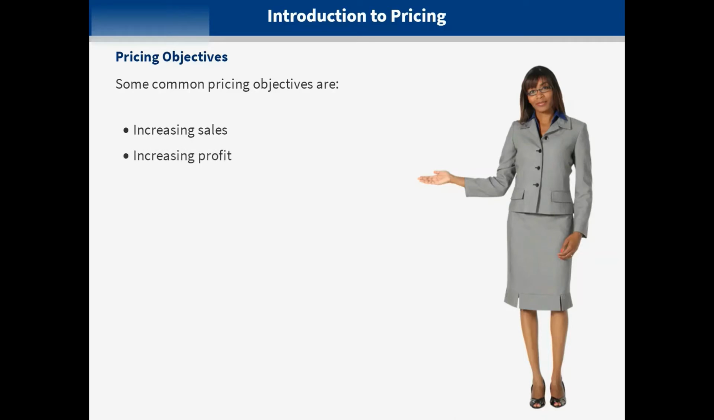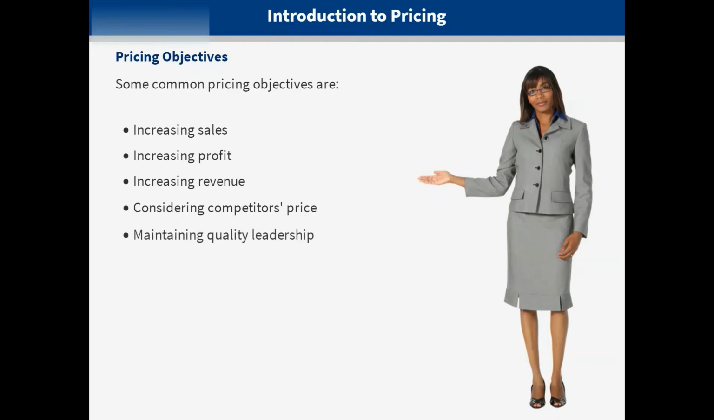Increasing profit. Here, the objective is to increase current profit by increasing revenue and decreasing costs. Increasing revenue. Here, the objective is to increase current revenue, irrespective of profit margins. Here, the company is trying to maximize long-term profits by increasing the market share and reducing costs. Considering competitors' price. Price of a product should be fixed, considering the competitors' prices. Maintaining quality leadership. The objective is to use price to create a perception that the product is a quality leader.